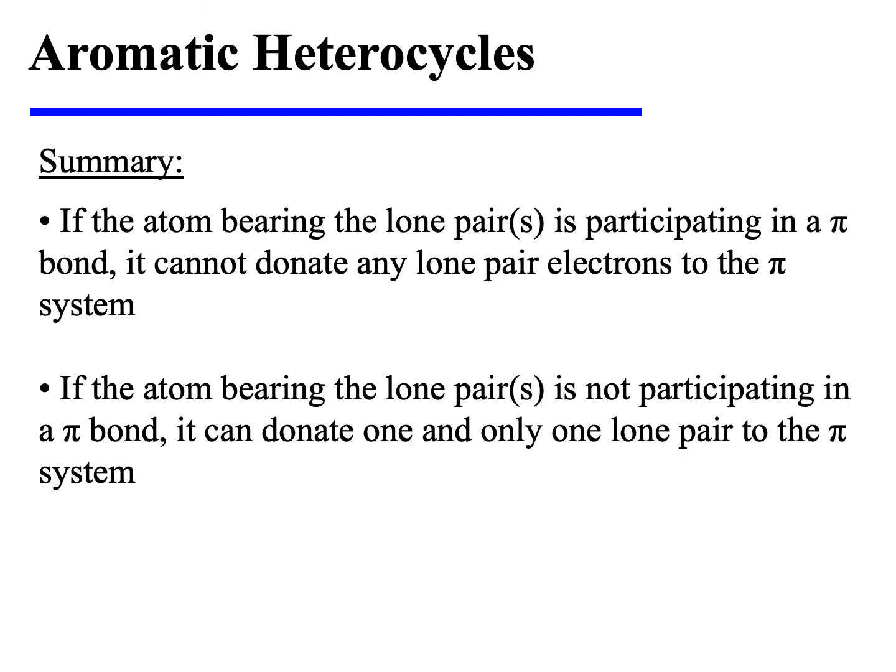To summarize, when counting pi electrons, if the atom bearing the lone pair or lone pairs is participating in a pi bond, it cannot donate any lone pair electrons to the pi system. However, if the atom bearing the lone pair or lone pairs is not participating in a pi bond, it can donate one and only one lone pair to the pi system.